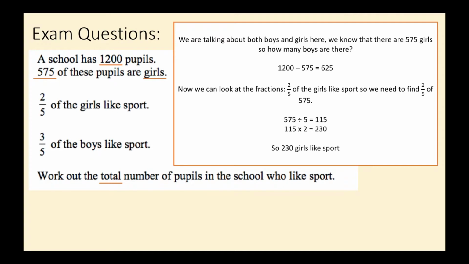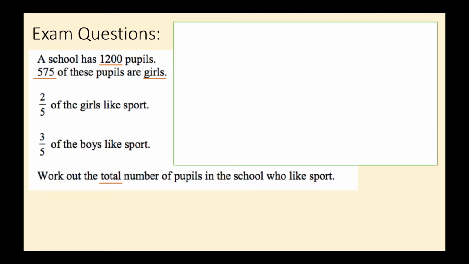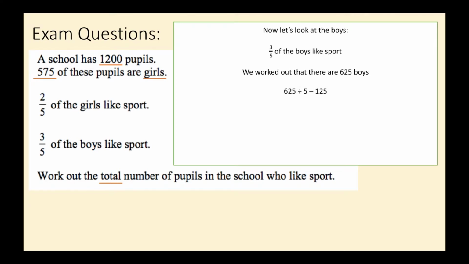Okay, so now we know how many girls there are who like sport. Let's deal with the boys. Can you remember how many boys there were in the school? There were 625. So 3/5 of 625 like sport. So 3/5 of the boys like sport, and we worked out that there are 625 boys. 625 divided by 5 equals 125, and excuse my mistake, that is supposed to be an equal sign.